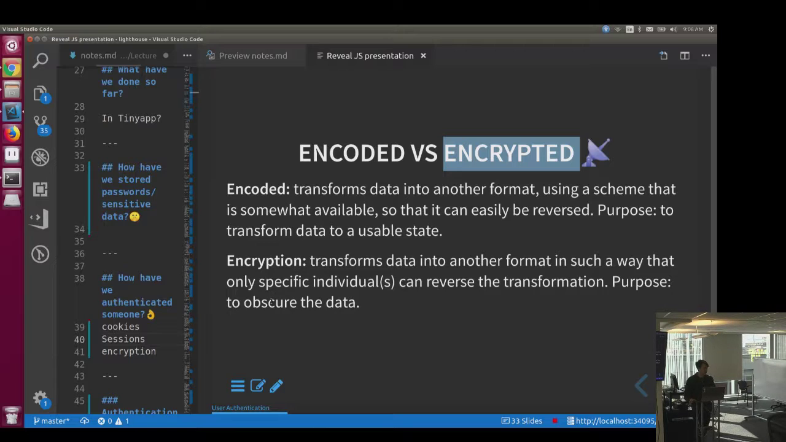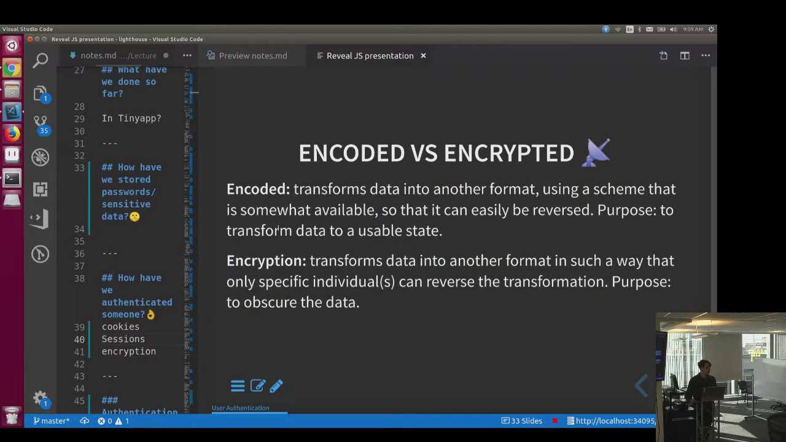Whereas encryption is transforming the data so that it's secret. It's using a format so that only specific individuals can reverse the information. And the purpose is to obscure data. So if I encode a string and I encrypt it, it might look similar. They might both be non-human readable to myself just looking at it. But the difference is kind of in the purpose. When you encode something, you want people to be able to reverse it back into a usable state. Whereas when you encrypt things, you don't want people to be able to read it unless they're a specific person that you've given either a key or a specific way of decoding it.